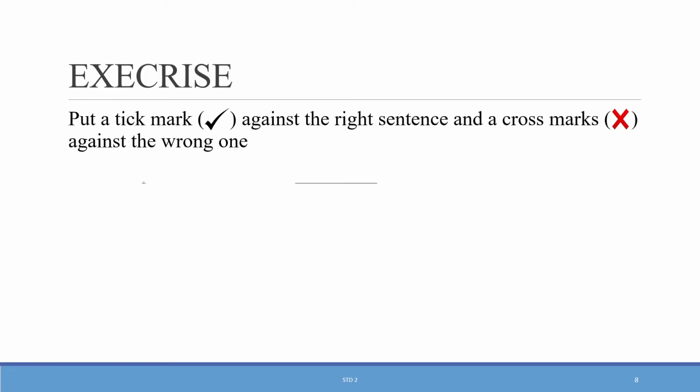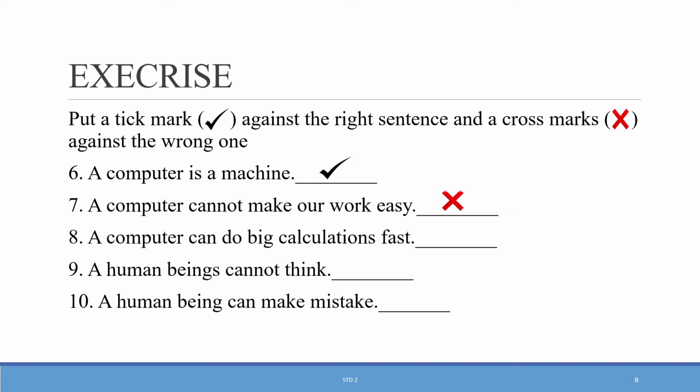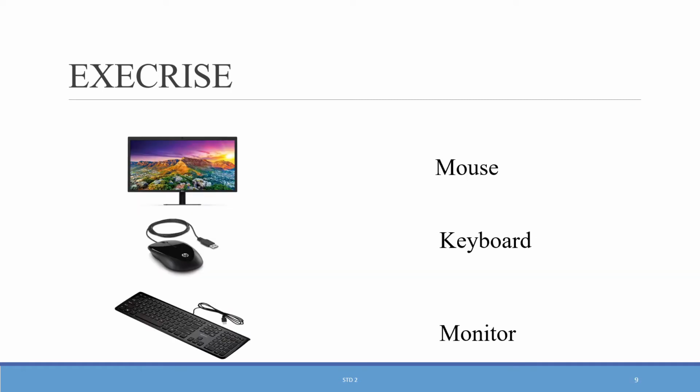Now the next one. A computer is a machine, true. A computer cannot make our work easy, false. A computer can do big calculations fast, true. Human beings cannot think, false. And human beings can make mistakes, true. So this exercise we did in the previous lecture.